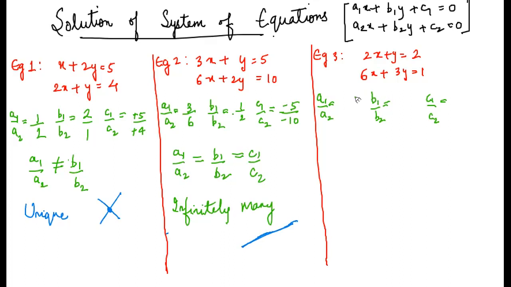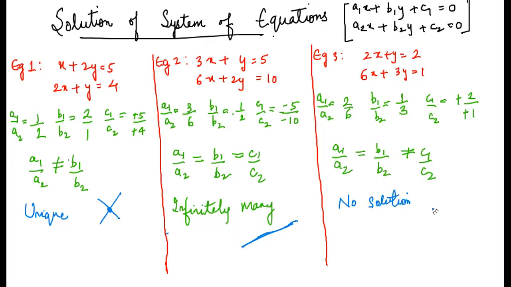Now the third one here is a1 by a2 is 2 by 6, b1 by b2 is 1 by 3, and c1 by c2 is minus 2 by minus 1, which is 2 by 1. So if we compare, we get a1 by a2 is equal to b1 by b2, but not equal to c1 by c2. So from this, we understand that using the condition, they are not having a solution, no solution. And the lines are parallel, they do not meet each other.